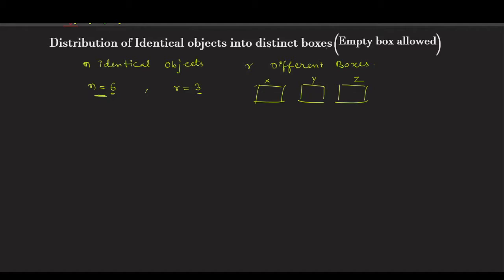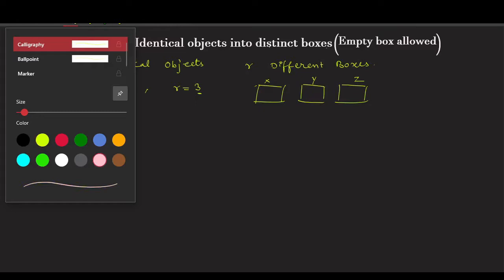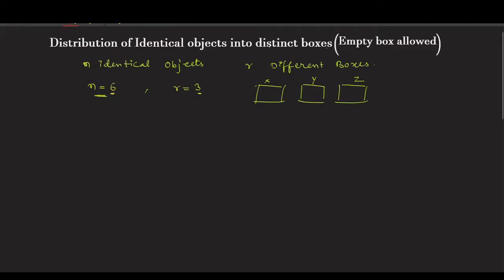For example, if you want to keep these 6 identical objects into 3 boxes, one of the ways you can write is like this: keep 2 identical objects here, 3 here and 1 here. What is the meaning of this? In box X you are keeping 2 identical objects, in box Y you are keeping 3, and in box Z you are keeping 1 object only. So X value 2, Y value 3 and Z value 1.